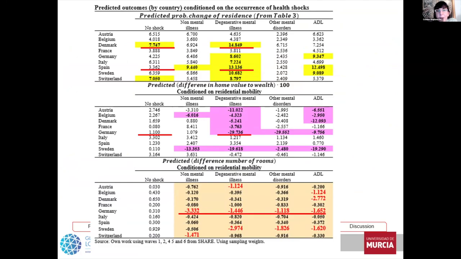In the pink panel, you have the difference in home value with respect to wealth. In Germany, there is an increase by 1% in the case of not suffering a health shock. However, in case of suffering a degenerative mental illness, there is a huge decrease, the highest in Germany, but also important in Austria, Belgium, Denmark and Sweden. This is the difference in the ratio of home value with respect to wealth. And finally, the predicted difference in the number of bedrooms. We appreciate that in the no shock column the sign is always positive, but in Germany, for example, with mental illness, minus 3 rooms, minus 1.4 rooms, minus 1.1 rooms.